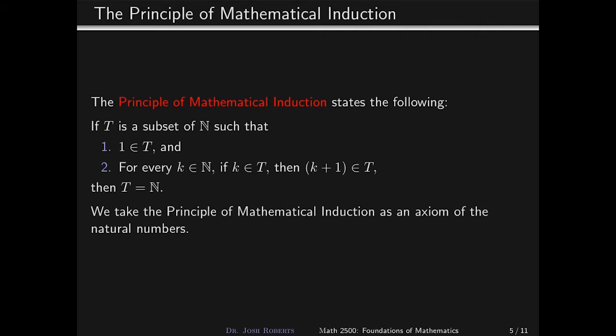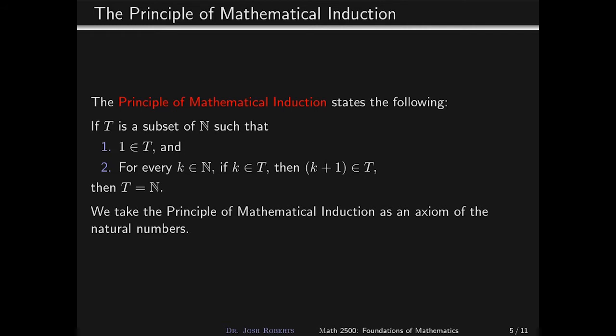All right, now, finally, we are at what is called the principle of mathematical induction. It states that if T is a subset of the natural numbers, such that 1 is an element of T, that's the first assumption, and secondly, for every k in the natural numbers, if k is in T, then k plus 1 is in T, the conclusion is T is equal to the natural numbers. So that actually answers the question we talked about earlier.